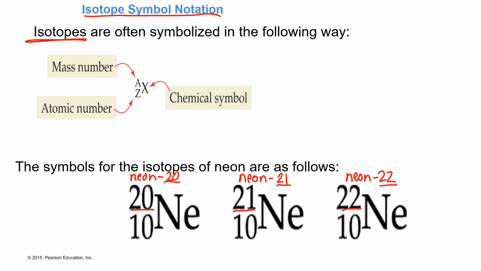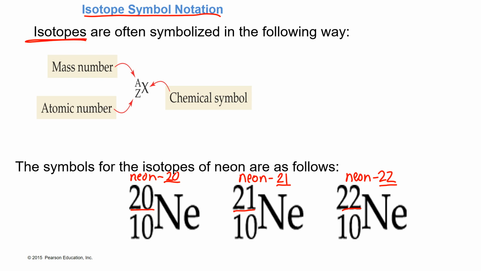Do I always need to show the atomic number? Why not? If I tell you it's neon, do I know the atomic number for it? Yeah, because I can look it up right there. The atomic number does not change, but the mass can.